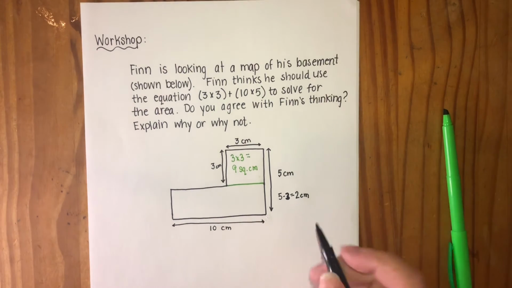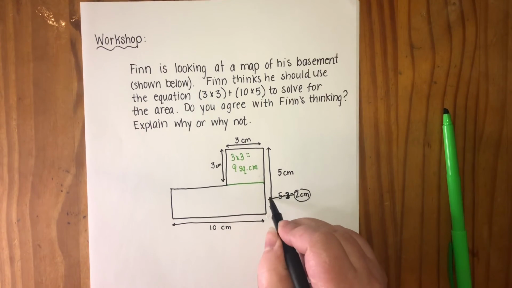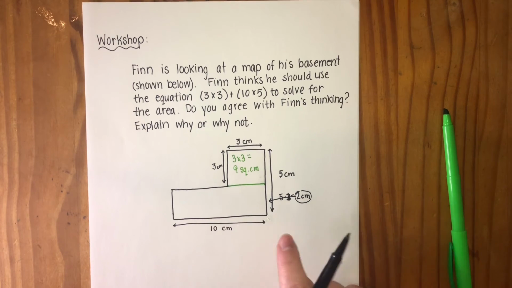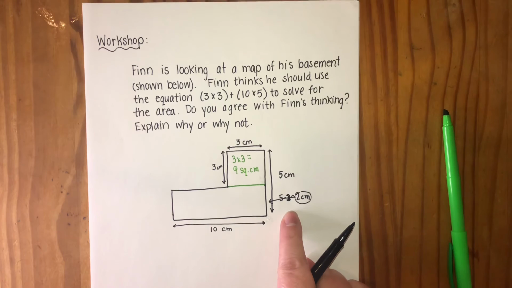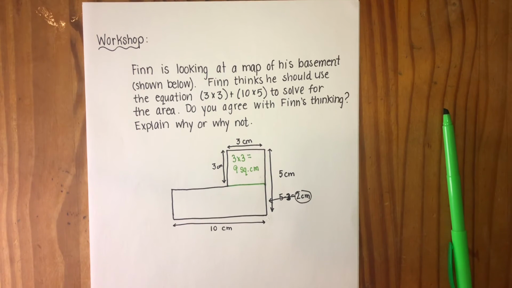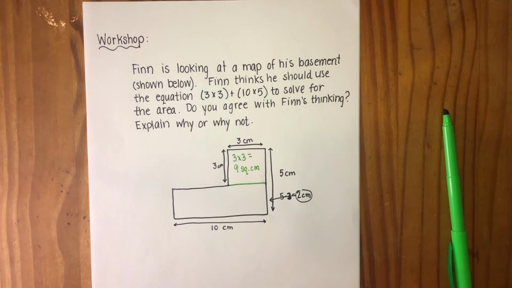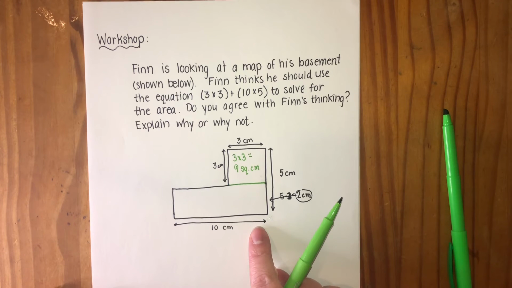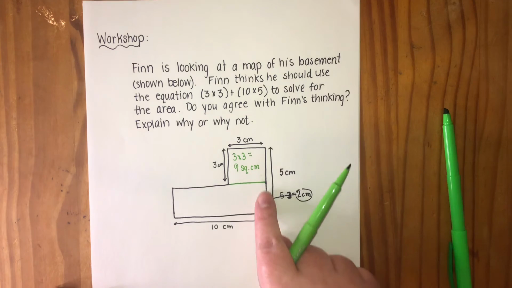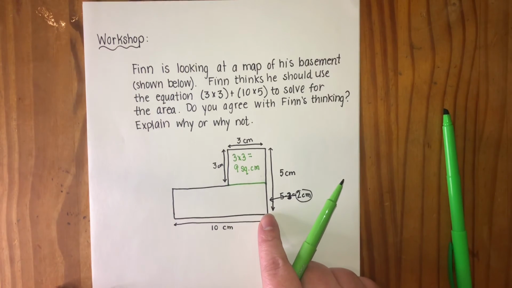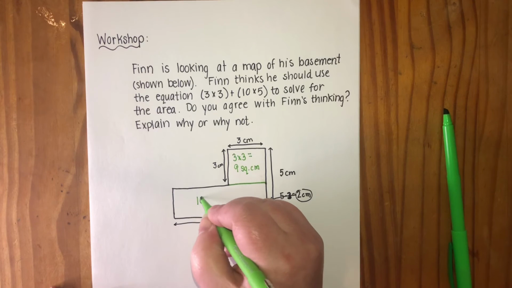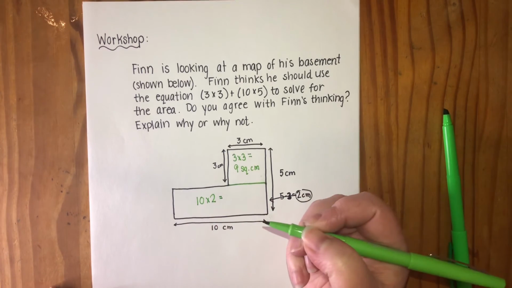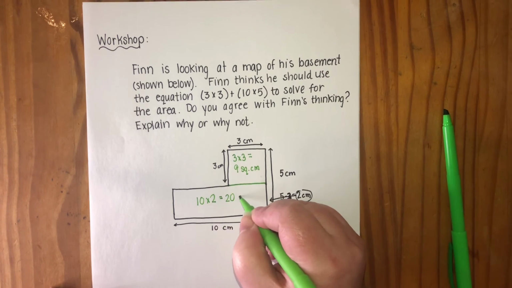Now that we know that the missing width is 2 centimeters, how can we use this information to solve for the area of the bottom rectangle? Say it out loud. Correct. We can multiply the length, which is 10 centimeters, by the width, which is 2 centimeters, which gives us, correct, 20 square centimeters.